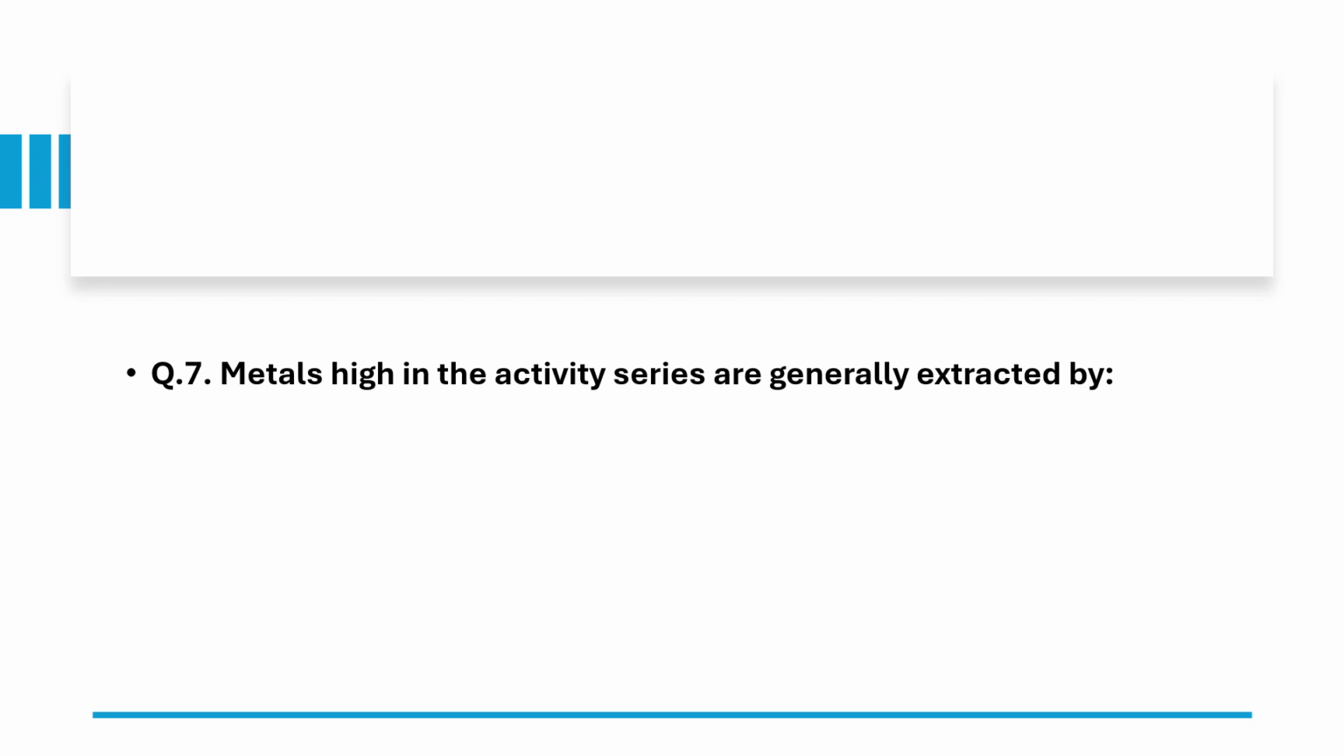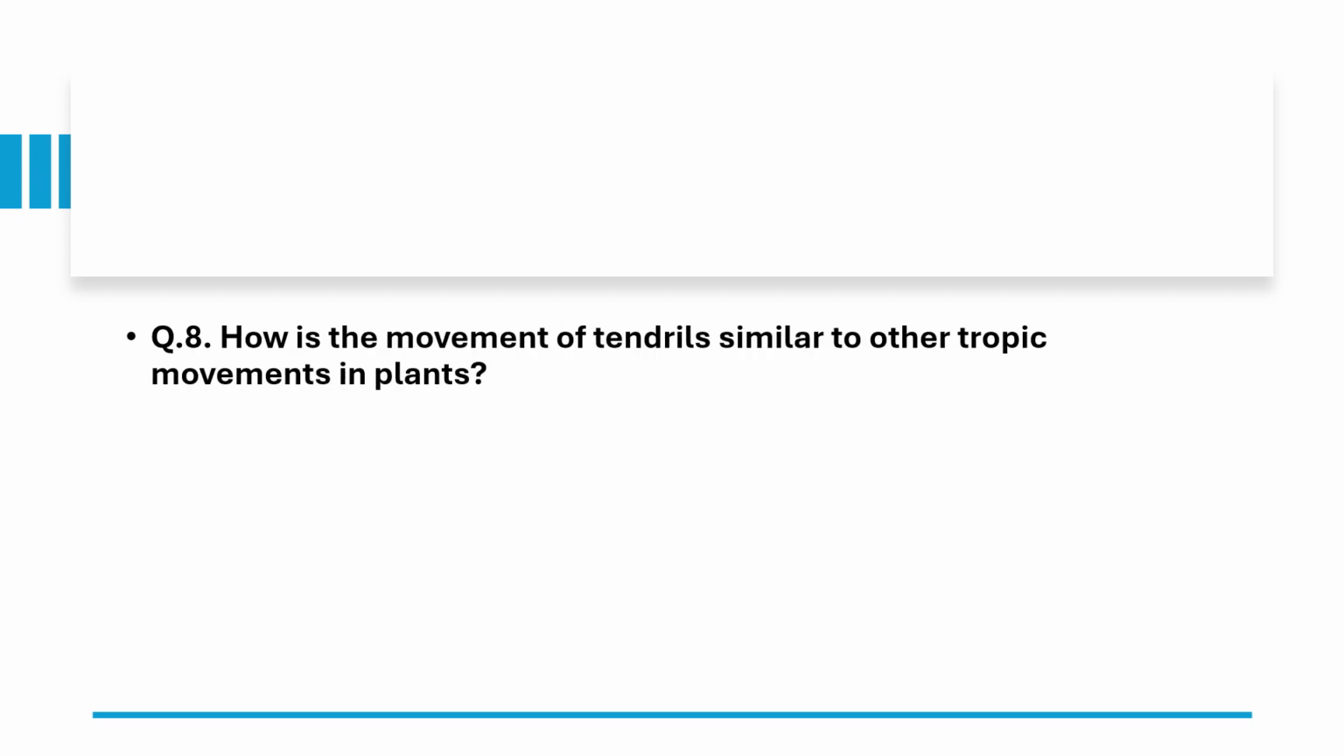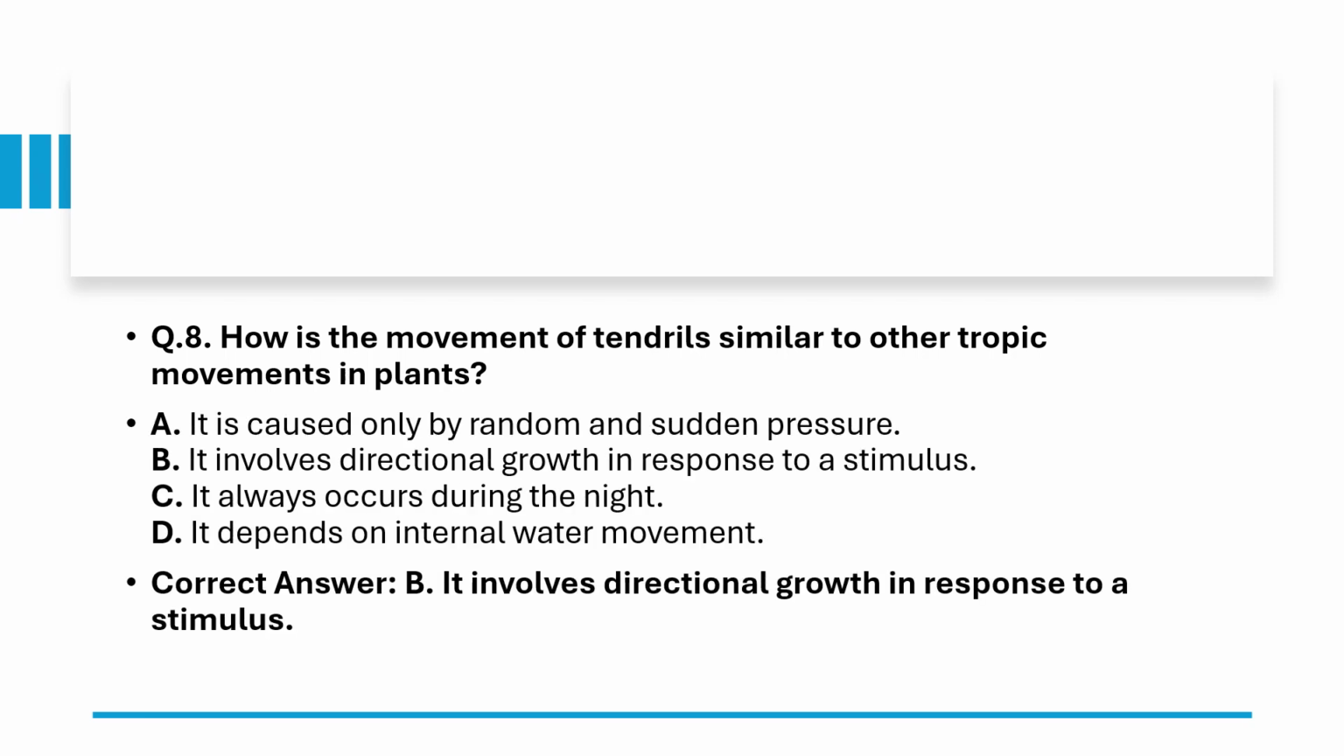Metals high in the activity series are generally extracted by option B, electrolytic reduction. How is the movement of tendrils similar to other tropic movements in plants? Option B, it involves directional growth in response to a stimulus.